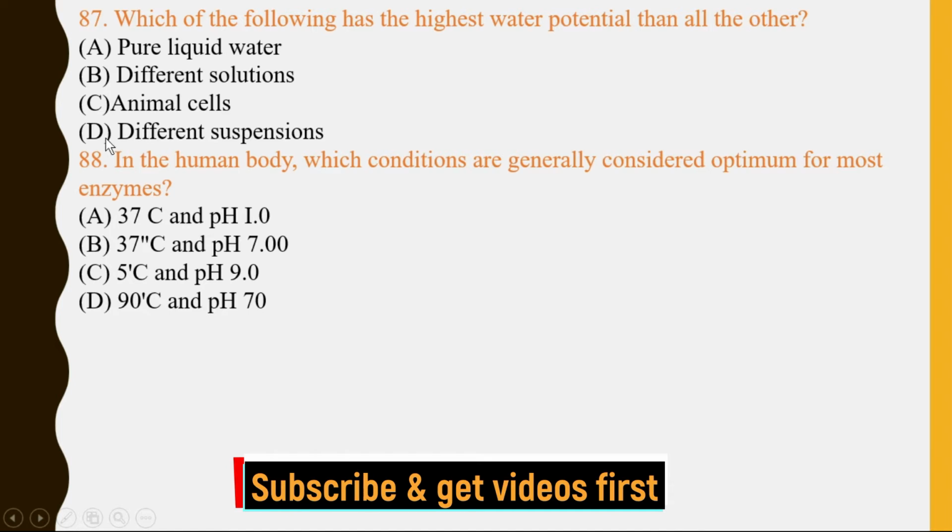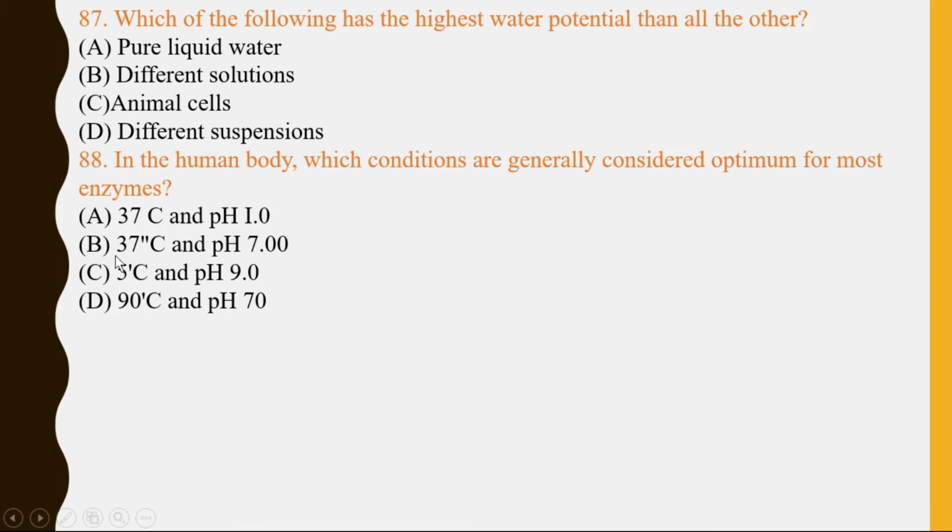Good. Let's turn to question number 88. In the human body, which conditions are generally considered optimum for most enzymes? A. 37 degrees Celsius and pH 1, B. 37 degrees Celsius and pH 7, C. 5 degrees Celsius and pH 9, D. 19 degrees Celsius and pH 17.